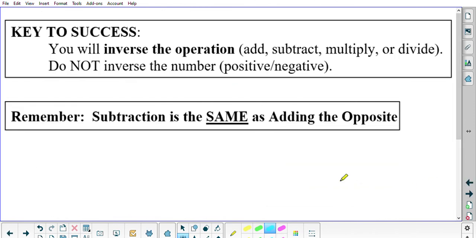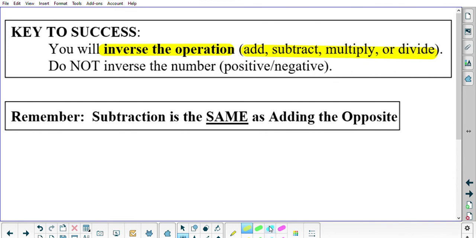Okay, some keys to success. You will always inverse the operation, meaning we're always going to be talking about the inverse of addition or subtraction or multiplication or division. It's the operations, those 4 operations. Those are what we're going to be focusing on when we do the inverse. We are not going to inverse any number today. So this is not about making the numbers go from a positive to a negative or a negative to a positive. No, no, no. When we talk about inverse operations, we are specifically talking about the inverse of addition, subtraction, multiplication, or division.